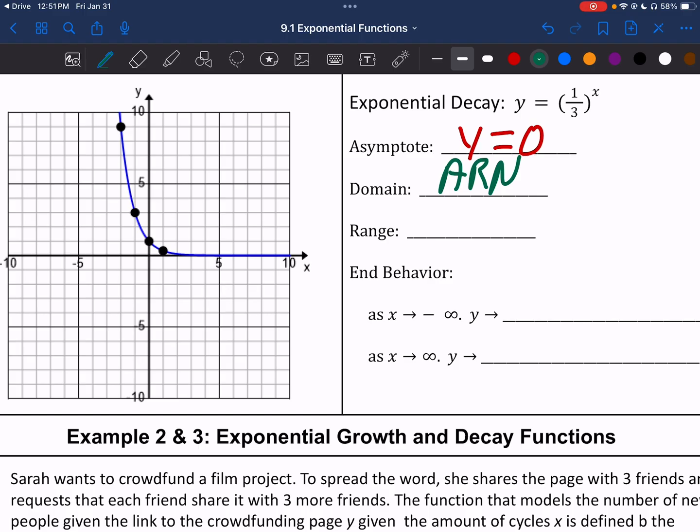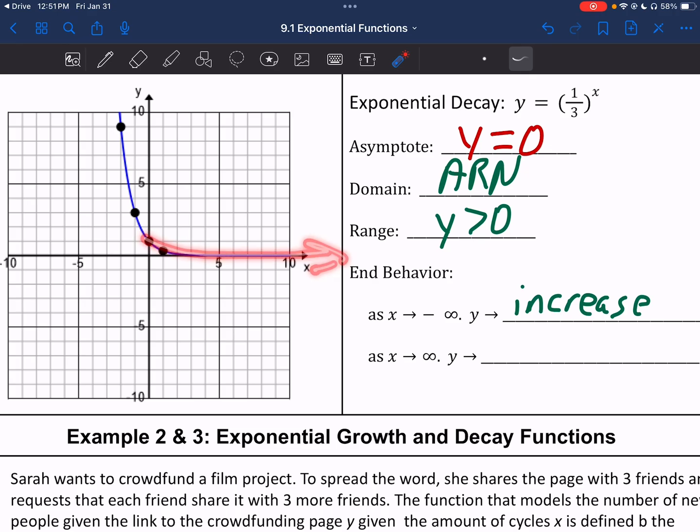Our range, again, y for this problem is greater than 0. We are above 0, and we will never equal 0. So it's going to be above 0, greater than. So now as x goes to negative infinity, as we're going in that direction, what is happening to our y values? Well, they increase. And as we go towards positive infinity, as we come this way, what's happening to our y values? They approach 0. And it helps if I'm on a pen tool. They approach 0.